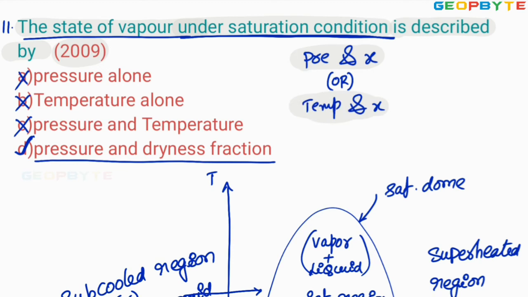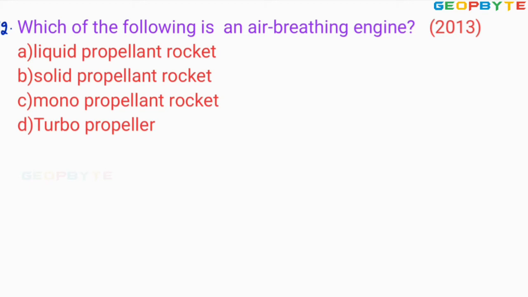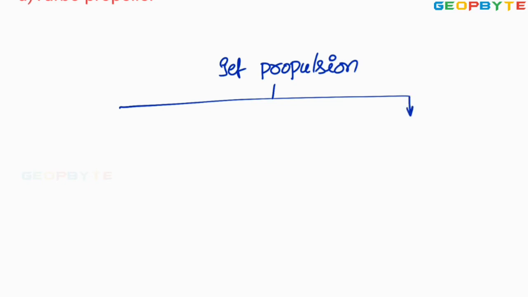Let us take the next problem. Look at the 12th problem. Which of the following is an air breathing engine? Dear friends, the jet propulsion systems are two types. First one, air breathing type. Second one, non-air breathing type.